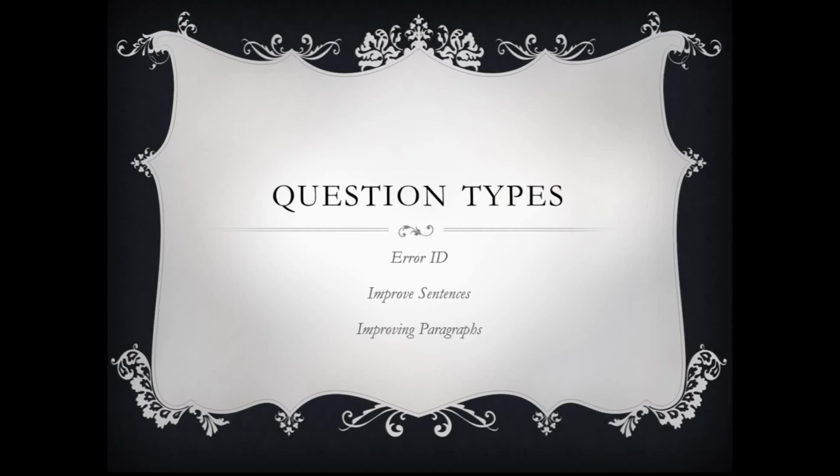So the grammar section on the SAT, or the writing section, has 3 different question types, and we're really going to focus today on just the first one, the error ID. We're also going to touch a little bit on improving sentences, and at another lesson we'll look at improving paragraphs. Error ID and improving sentences follow along with some of the same strategies, and the improving paragraphs is kind of a horse of a different color, so we'll come back to that at another time.